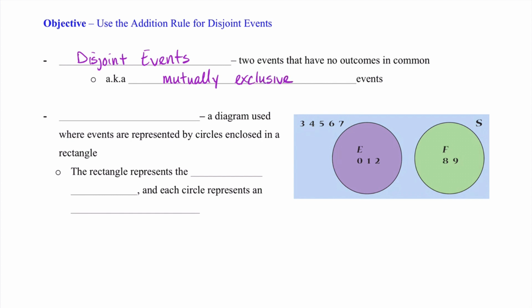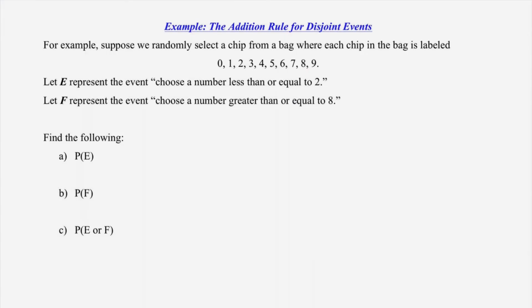We're going to use a Venn diagram to illustrate this a bit. A Venn diagram is a diagram where events are represented by circles enclosed in a rectangle. The key idea here is the rectangle represents the sample space and each circle represents an event. So let's head over to the example to elaborate on this a little bit.